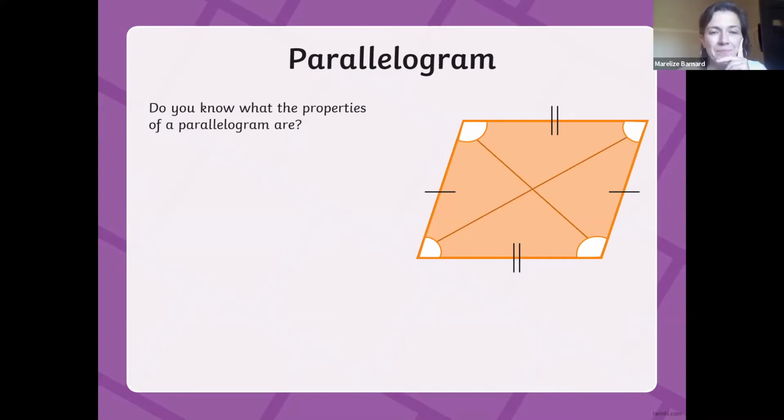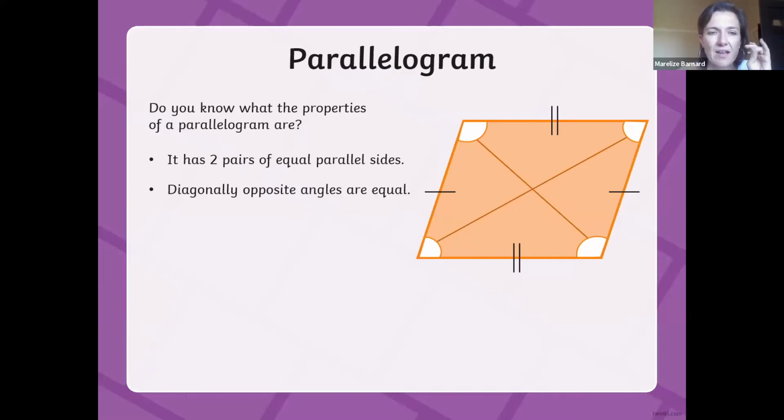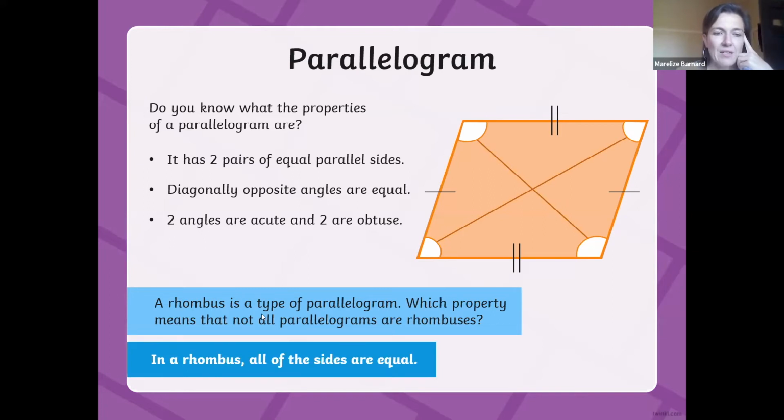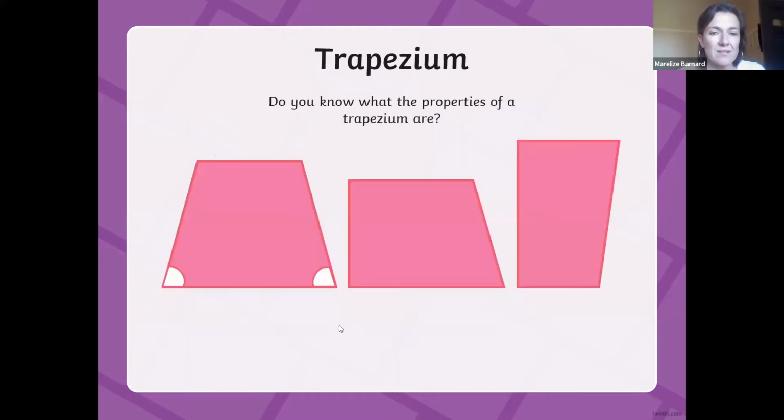Okay. Right, so let's see. Two pairs of equal parallel sides. Diagonally opposite angles are equal, or opposite angles are equal. Two angles are acute, two are obtuse. And a rhombus is a type of parallelogram, which means that not all parallelograms are rhombuses, and that is because of all the equal sides.